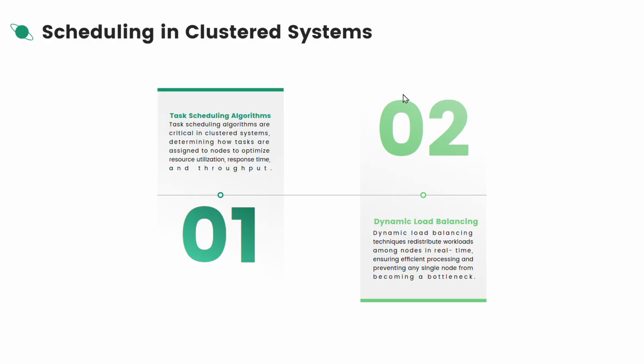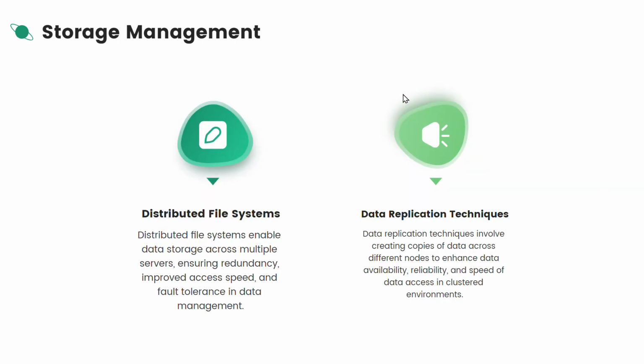Resource management. Scheduling in clustered systems. Task scheduling algorithms. Task scheduling algorithms are crucial in clustered systems, determining how tasks are assigned to nodes to optimize resource utilization, response time, and throughput. Dynamic load balancing. Dynamic load balancing techniques redistribute workloads among nodes in real time, ensuring efficient processing and preventing any single node from becoming a bottleneck.